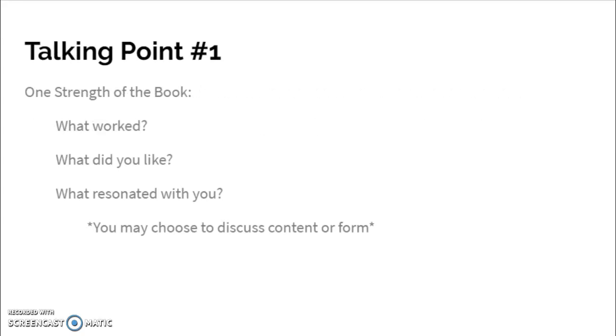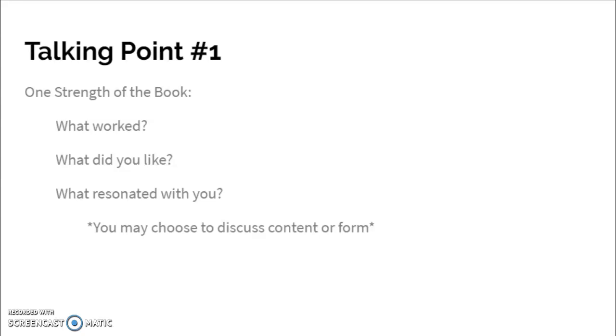So the first talking point that I want you to address is one strength that you found in the book. So what was something that worked? What was something that you liked? What resonated with you? You can choose to discuss either content. So if there was a particular habit that you really liked, or a particular idea or concept that he talked about that really resonated with you.